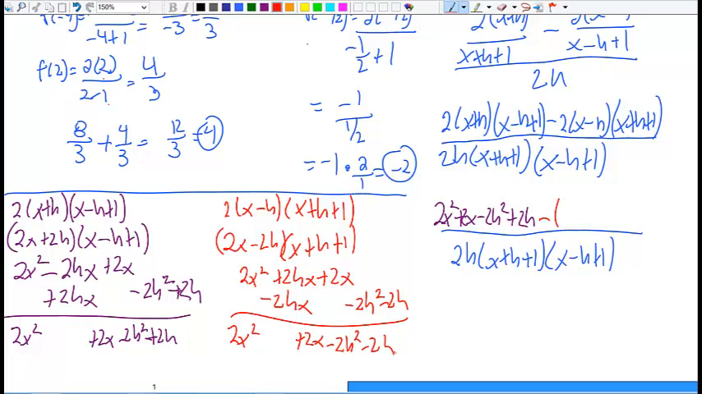And so that's what I'm going to copy over here. So 2x squared plus 2x minus 2h squared minus 2h. Okay. All right. Let me go back to blue. So the denominator I'm going to keep the same. For now, it's going to change in a second.